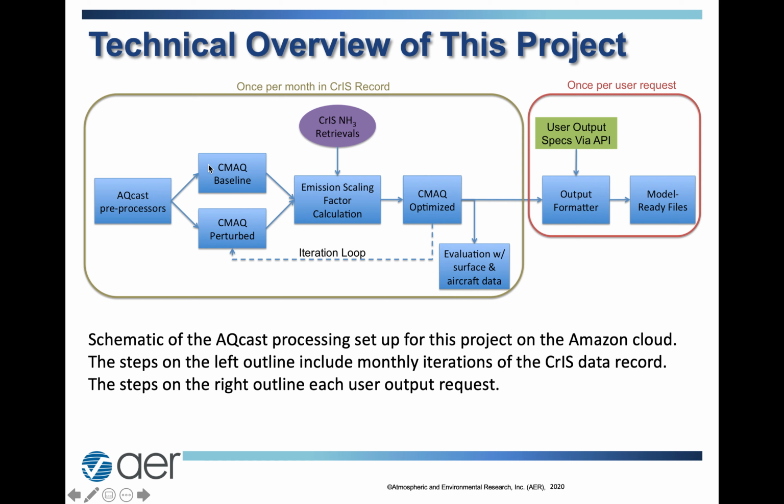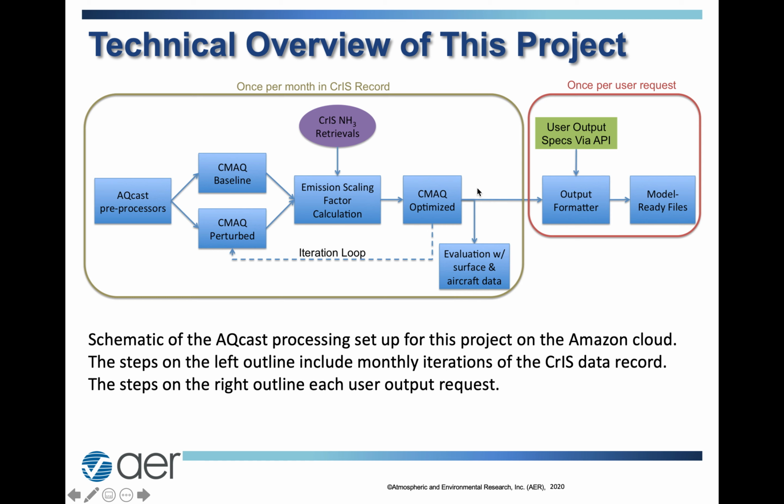Then for this application, we're running 2 versions of CMAQ, which I'll discuss on the next slide, a baseline and a perturbed. That output gets put into this emission scaling factor calculation, where it is informed by the CrIS retrievals and the difference between these two. And then once we have the updated emissions, that goes into an optimized CMAQ. So CMAQ is rerun now with the updated emissions. And then we can iterate over that loop as many times as needed until this is no longer adding value, until we get some sort of convergence toward the final emissions values.